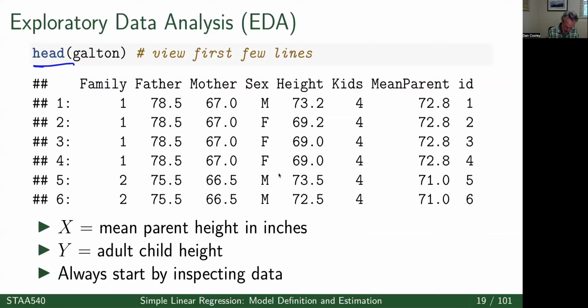And so we have a family code. We can see here that this is a family where they have 4 children, and so of course the father's height is the same for all 4 children, as is the mother's height. But here are the kids' heights.